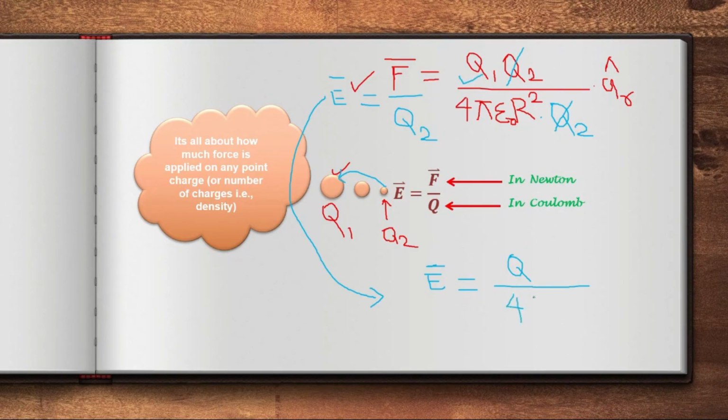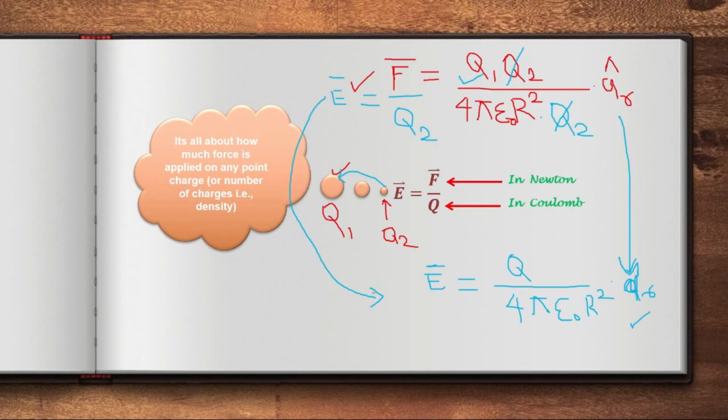So this is 4 pi epsilon naught R square, and we have to take the direction component as it is a vector. So this is A R cap. Just consider it as A R cap, I could not write it properly. So the point is, electric field intensity is force per charge.